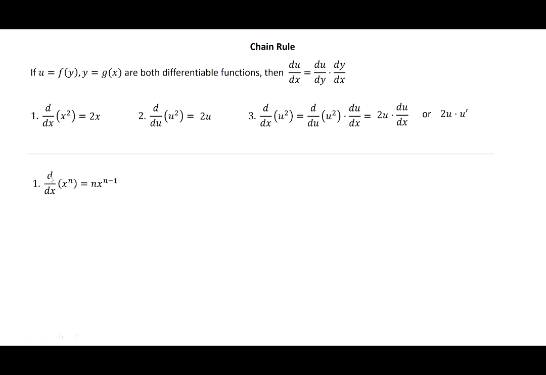What is ddx of x to the n? Oh, that's a power rule, n x to the n minus 1. You know this. Now if I say, what is ddx of u to the n?